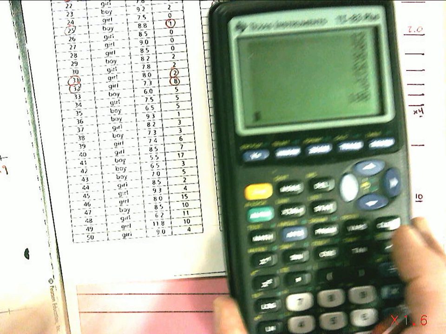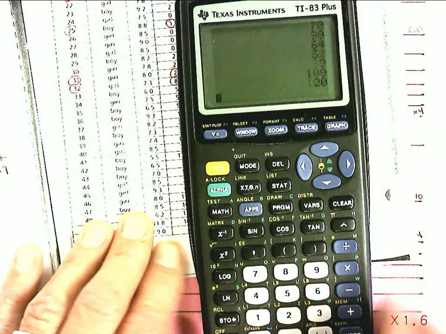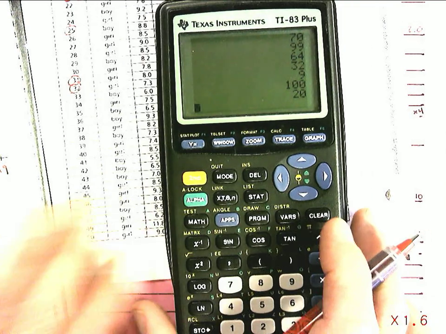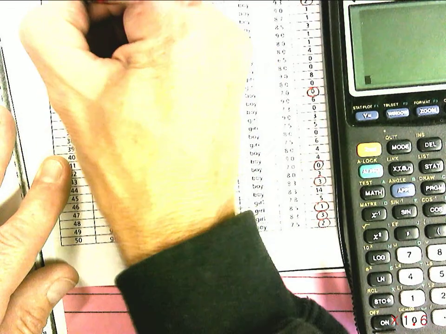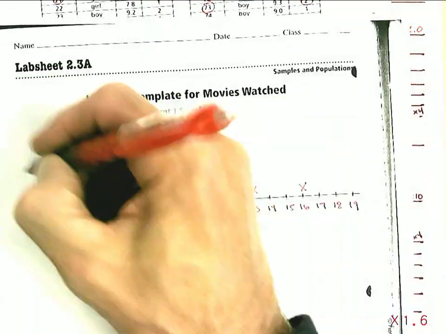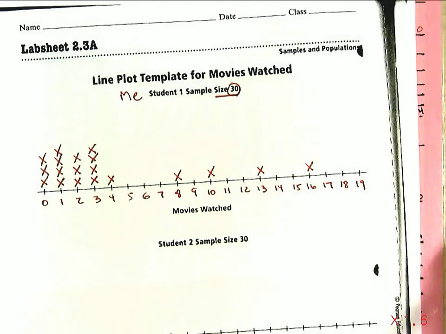I think if you're doing this on your own at home and you've downloaded these worksheets, then you can pretty much just do this on your own. Person number 20 was my next pick. I want to try to get through this though, so you can see what I have when I'm done. Person number 20 watched 0. So you can see I'm building this data.